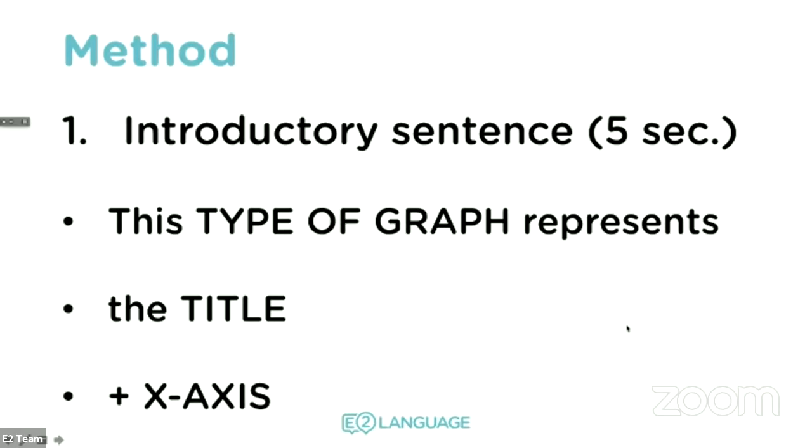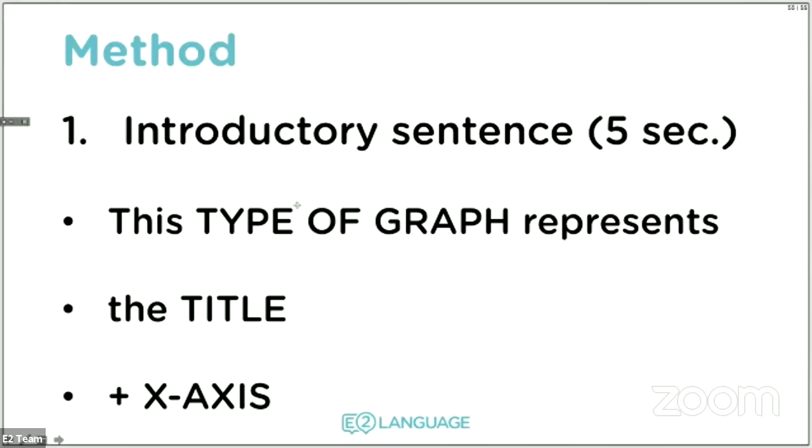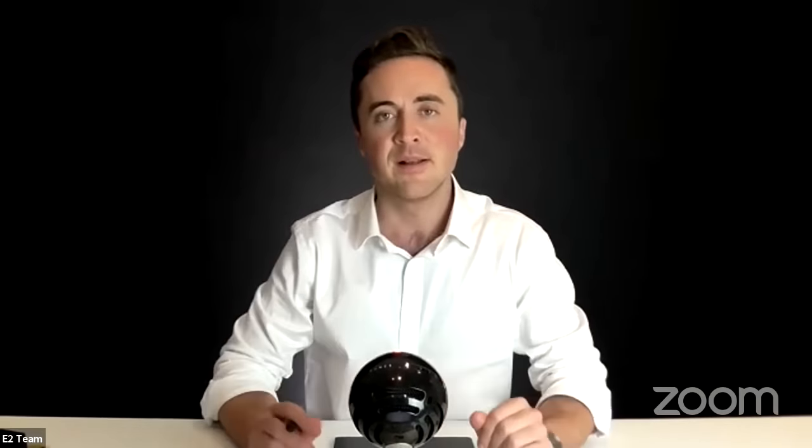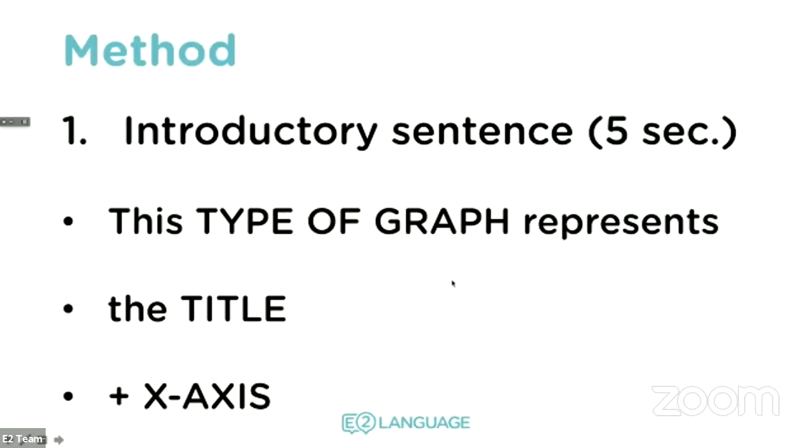The introduction is a sentence of 5 seconds that says, this type of graph represents, for example, this bar chart, this map, whatever it is, represents the title plus the x-axis. We also learned that you have to be quite flexible, because if you're going to read the title, sometimes you have to rearrange it to make it grammatically possible to use that title. We also learned that the x-axis can be like this, or it can be the name of countries. Requires practice. It absolutely requires practice.